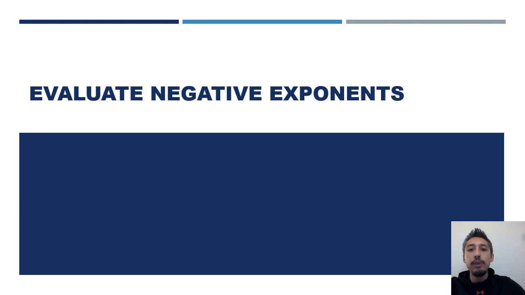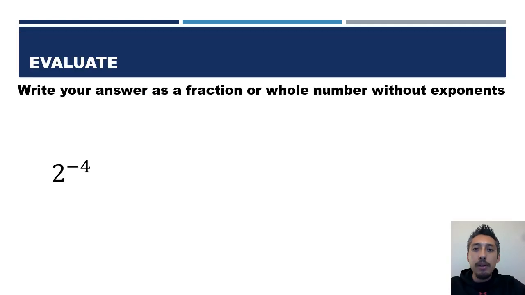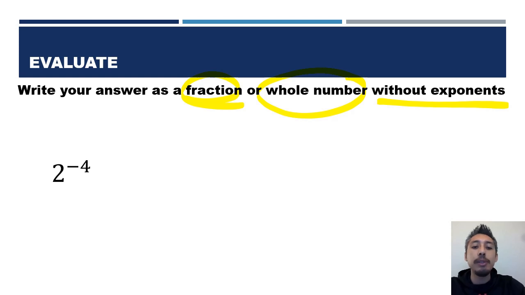Now that we reviewed the basics, let's go ahead and practice how to evaluate negative exponents. This is a little harder, but if you've done the last few lessons, then this shouldn't be too bad. This problem is asking us to write our answer as a fraction or a whole number without exponents. So even though our problem has an exponent, our final answer should not. Again, our final answer should just be a fraction or a whole number.